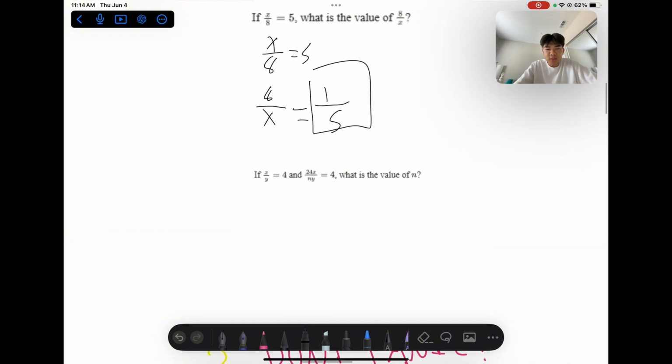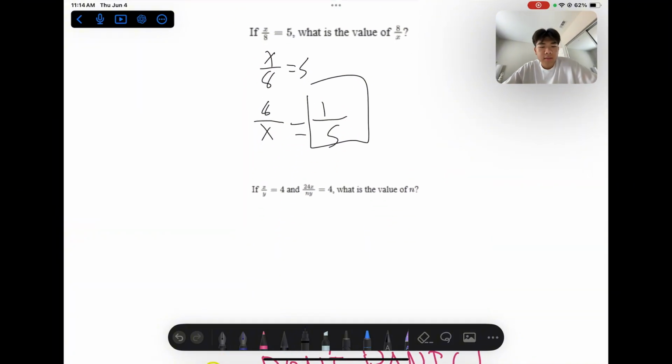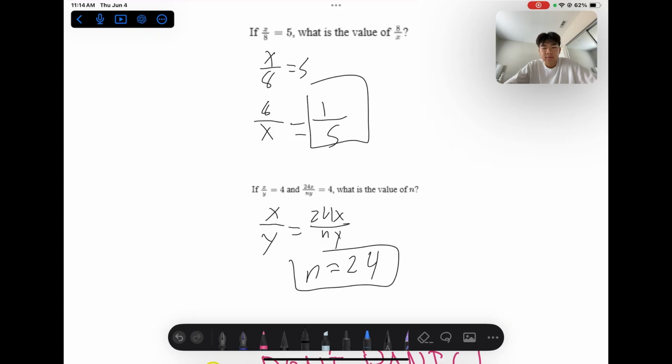Now let's get the next one. If x over y is 4 and 24x over ny is 4, what is the value of n? What is the first thing you should recognize in this problem? Well, it's the fact that they both equal each other because they both equal 4. So just set them equal to each other first. And then what does n have to be so that 24x over ny simplifies to x over y? Well, n has to be 24 then, right? So that's how you solve this one.